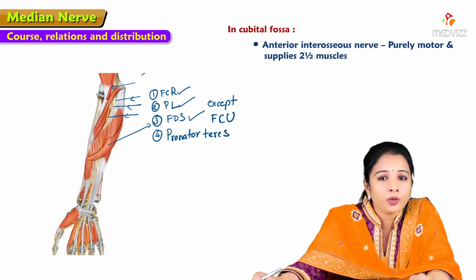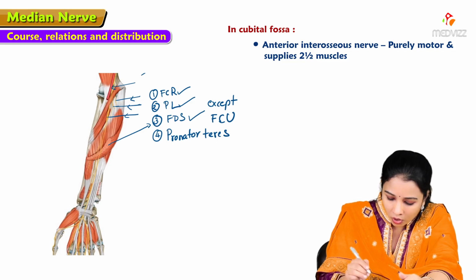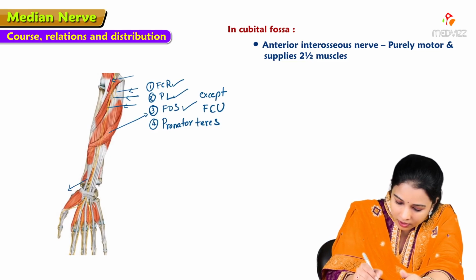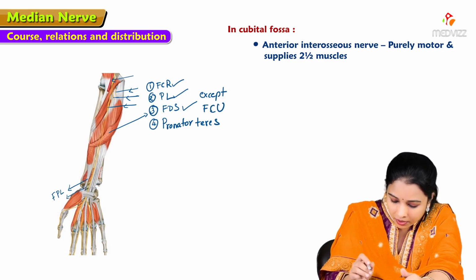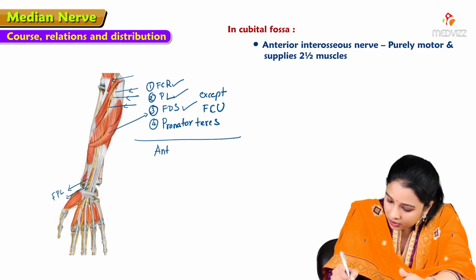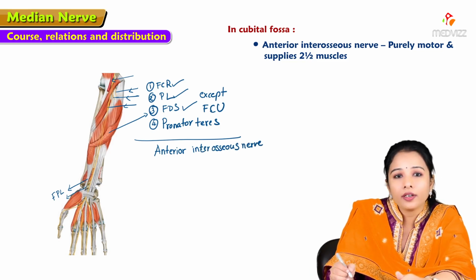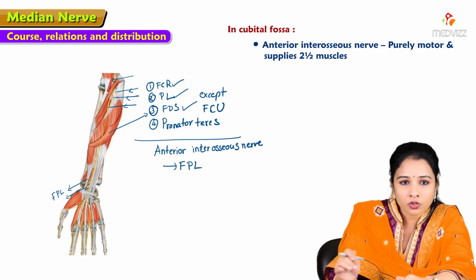Anterior interosseous nerve is purely motor and supplies 2.5 muscles. I will name them now. So it supplies flexor pollicis longus. So I will show you. You can see the muscle, this is flexor pollicis longus. We can see a nerve here supplying it. So the anterior interosseous nerve supplies flexor pollicis longus, which goes to the thumb.